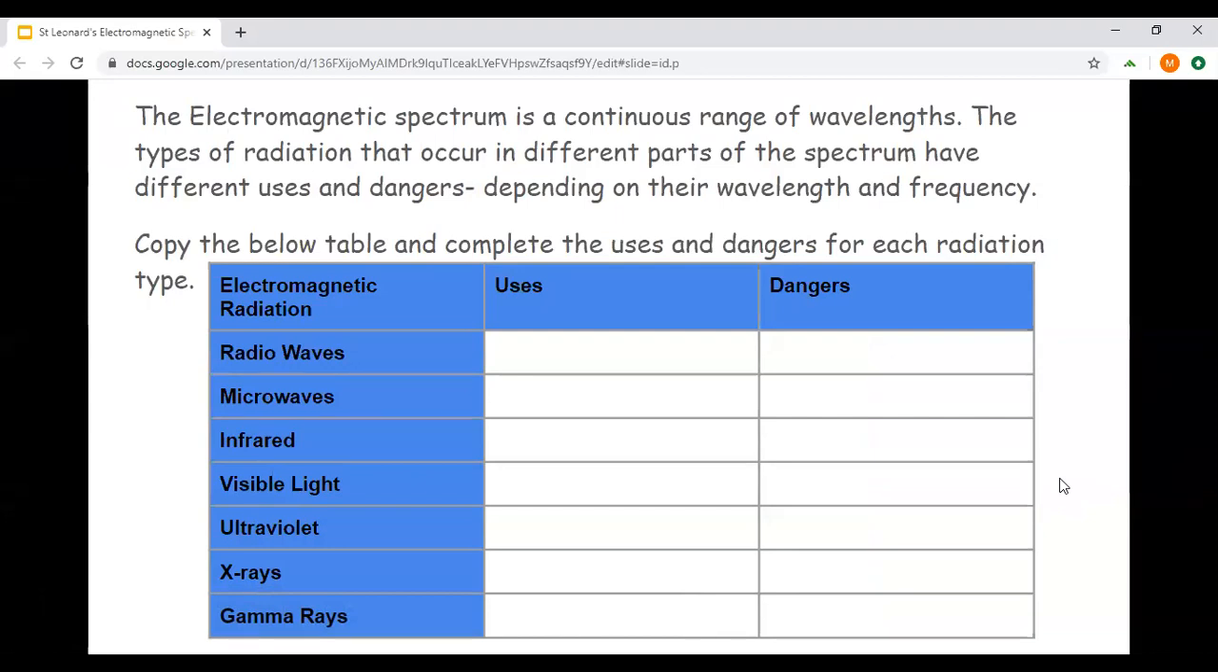Now, I would like you, please, to copy this table down, pause the video, and see if you can come up with a use for each of the wave types and a danger for each of the waves. Okay, so pause the video, copy it down, and we'll go through it.